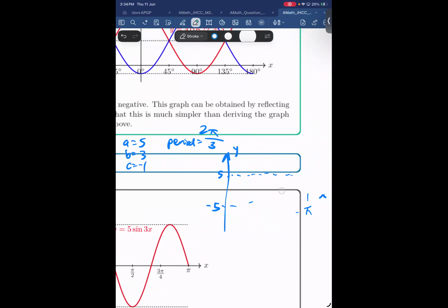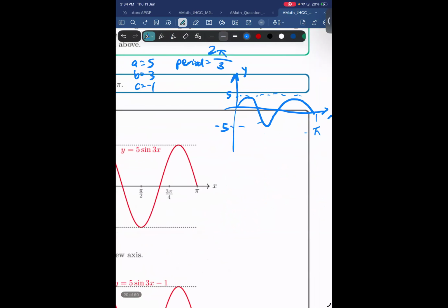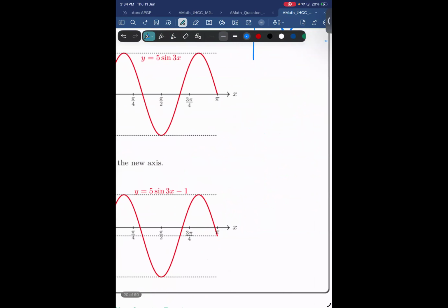So afterwards, it should look like this. Okay, it will look like this. Okay, I forgot to speak up. Okay, yeah. So your graph shows up like this. Then afterwards, all you need to do is to shift it down by 1. Okay, so your final answer should look like this.